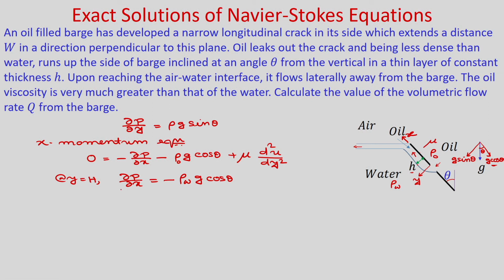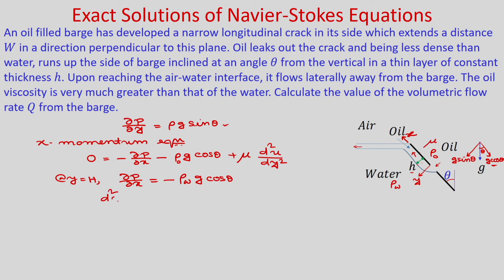So, from here, if del p by del x is acting at the interface, it will be imposed inside, because del p by del y is just constant. So, it will be just imposed inside. So, del p by del x will be the same inside the oil, inside the thin film. So, obviously, del p by del x value we can put here as minus rho w g cos theta.